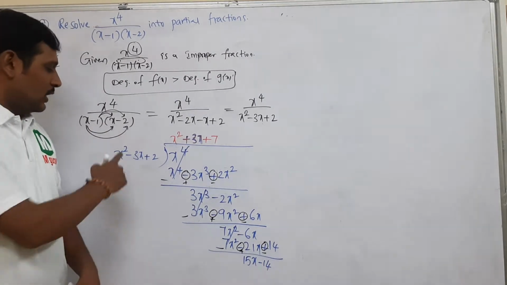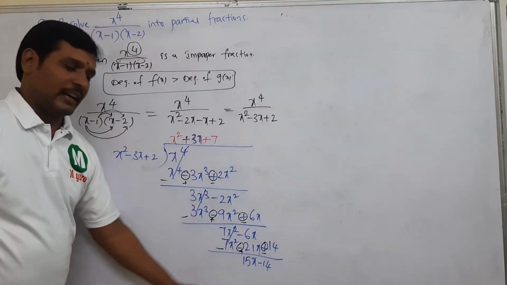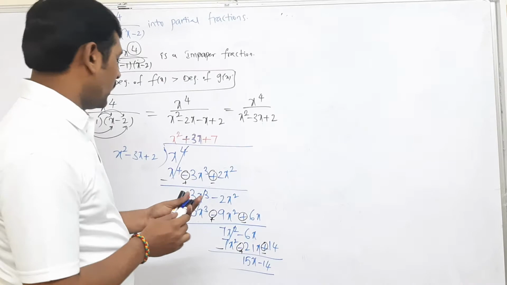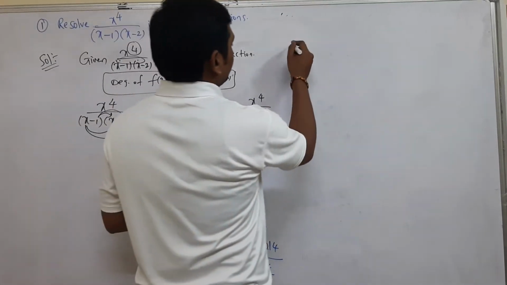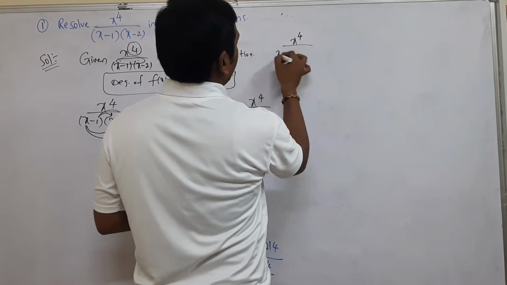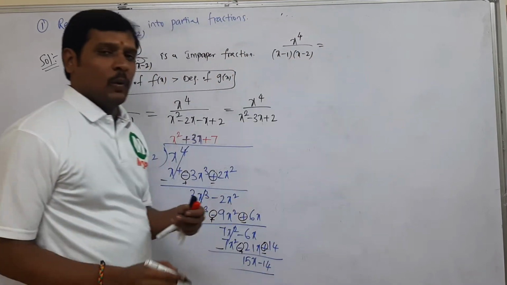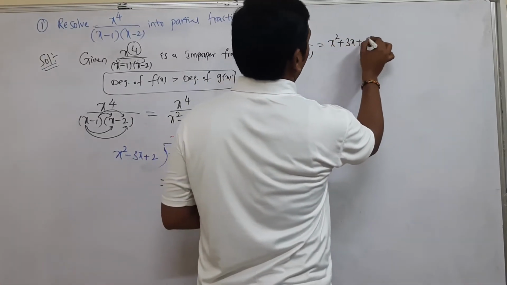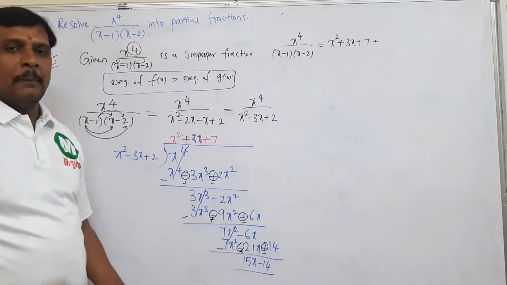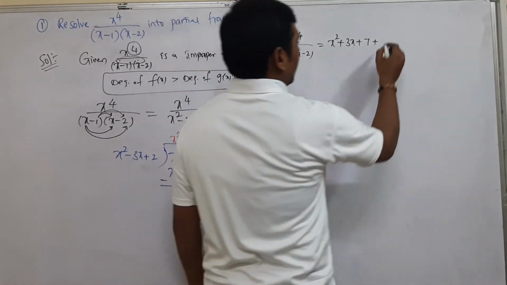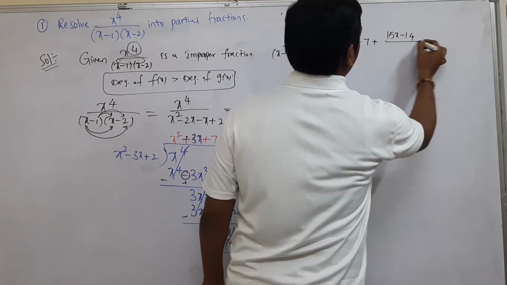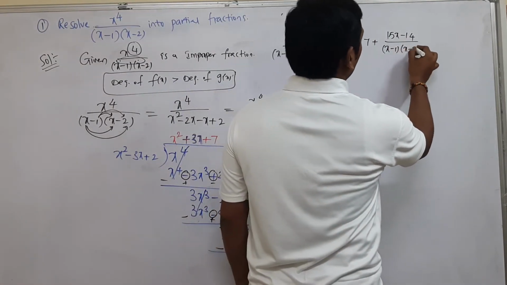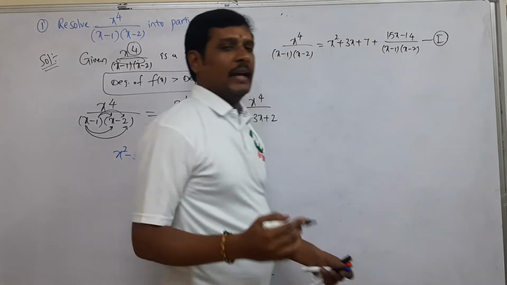Here the divisor's degree is 2, whereas this is a linear factor, so it cannot be divided further. Hence we can write by using the division algorithm. What can we write using the division algorithm? The given question, which is x power 4 by x minus 1 into x minus 2, equals the quotient, x square plus 3x plus 7, plus r of x by g of x. What is r? Remainder. The remainder is 15x minus 14, divided by the divisor g of x. What is the divisor? x minus 1 into x minus 2. So this is the required answer, right?